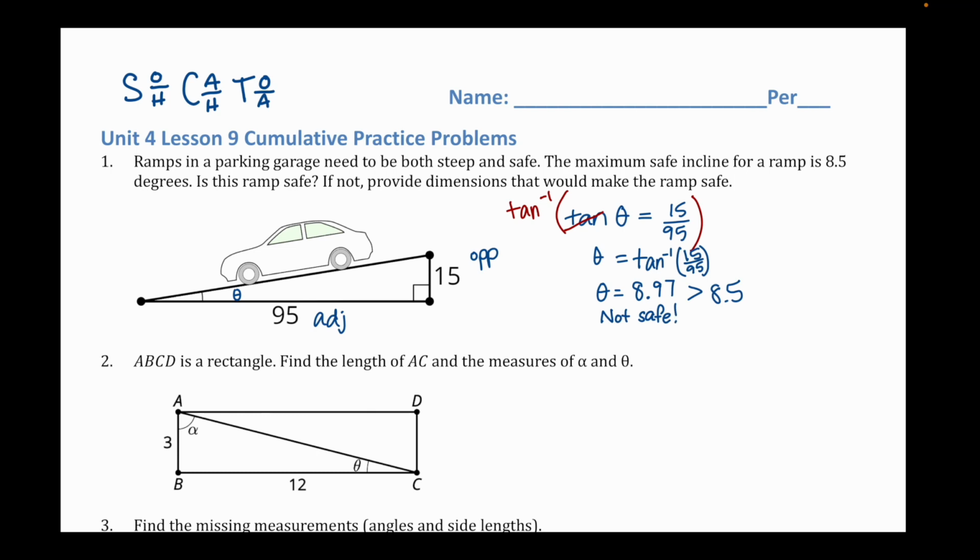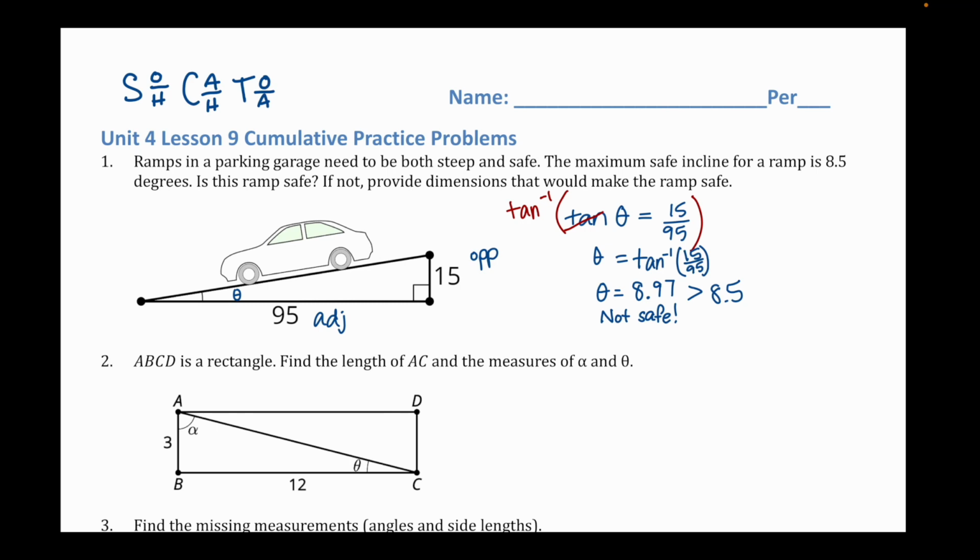And we have two ways that we can do that. We can either shorten the height here, which oftentimes is not really what you can do, or we can increase the length. So what I'm going to test on my calculator is changing this to 100 instead of 95, so 15 over 100, and check if that comes out right. That one's a little close. I see it's 8.53, so it's probably a little too much. Let's bump it up to 105. And yeah, 105 would work.